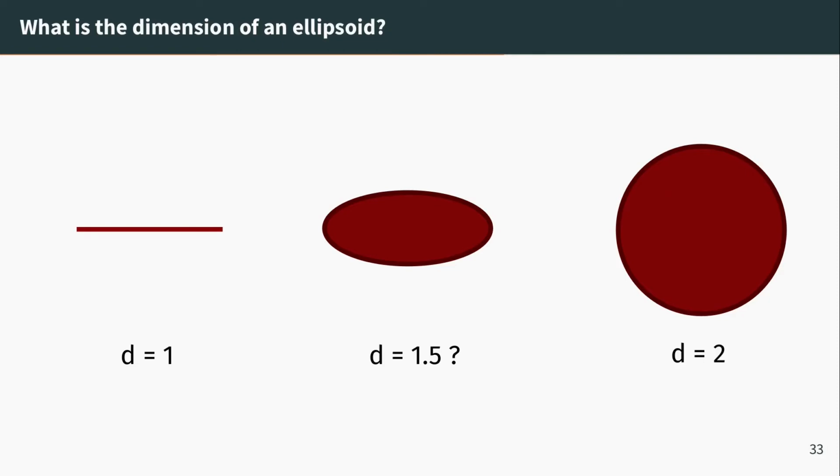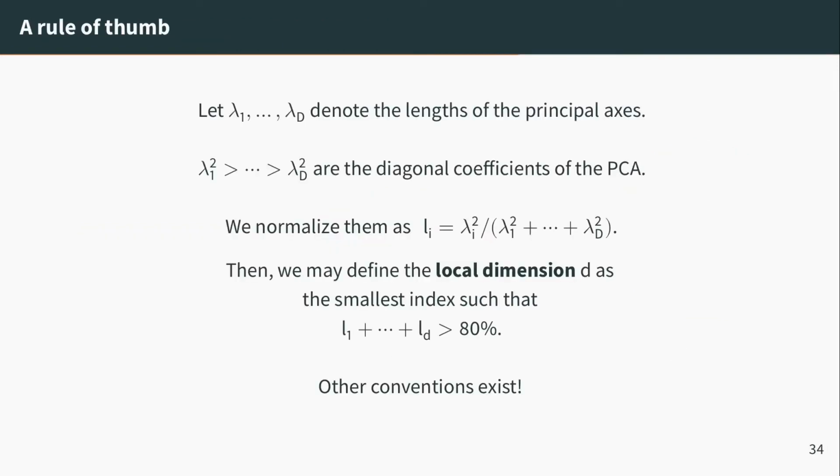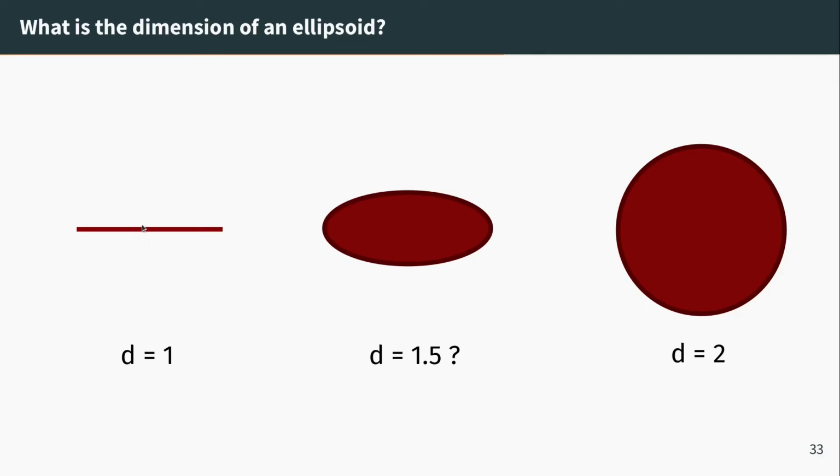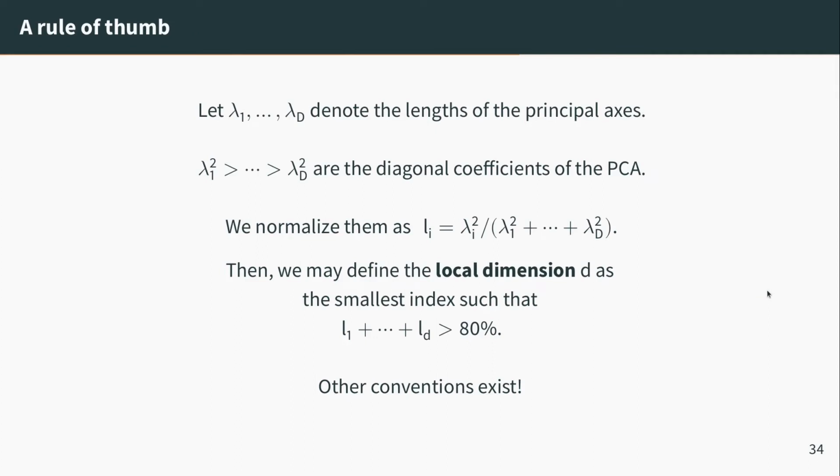And so now you have to make a choice, okay? Given an ellipsoid, what you know thanks to PCA is a collection of lengths of the principal axes. So you have length 1, length 2. Here, length 1 is equal to 1, length 2 is equal to 0. Here, length 1 is equal to 1, length 2 is equal to like 0.3. And here, length 1 is equal to 1, length 2 is equal to 1. So you have just this vector of lengths. You can square them to get the diagonal coefficients of the PCA. You can normalize them to be a bit scale invariant. So you get those coefficients L_i, like lambda_i squared divided by the sum. So super easy to compute if you have access to PCA.